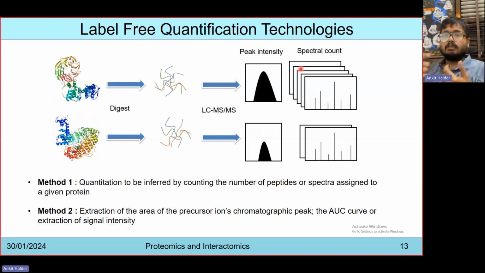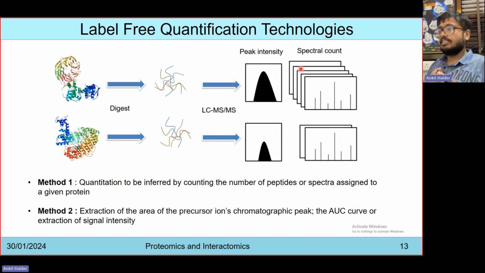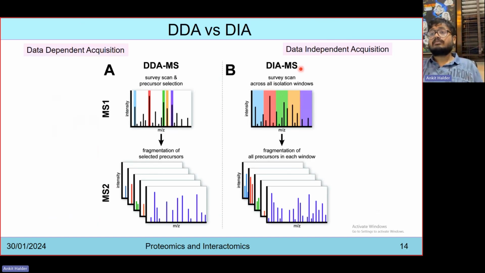So if that peptide X is getting eluted at the same time for both of your samples, you can extract the area of the precursor ions, and we can try to find out the extracted ion chromatogram, or the extraction of the single signal intensity. We can measure the area under the curve and try to find out in which of the two samples the peaks are getting upregulated or downregulated.